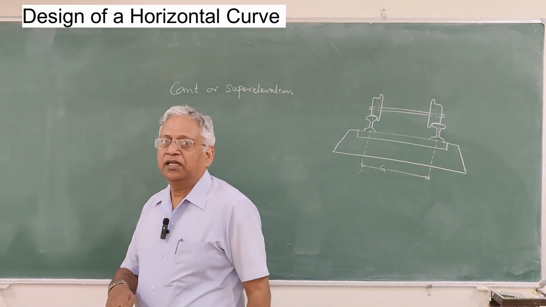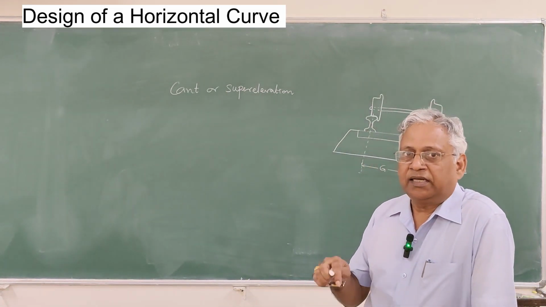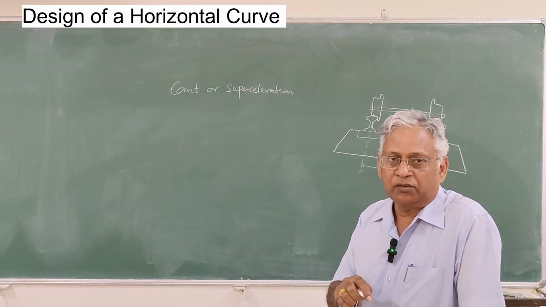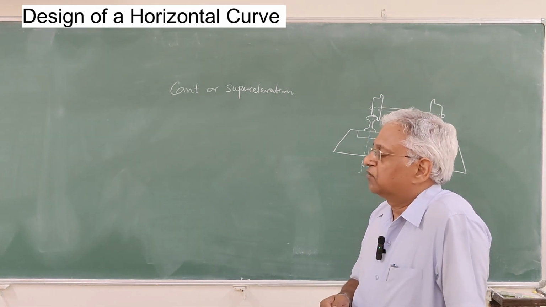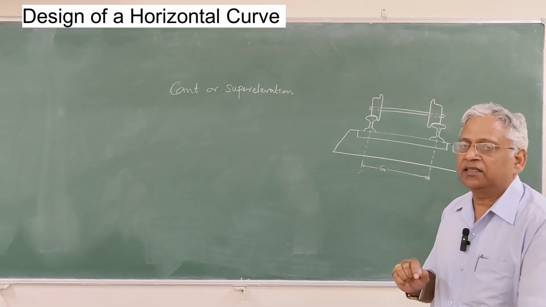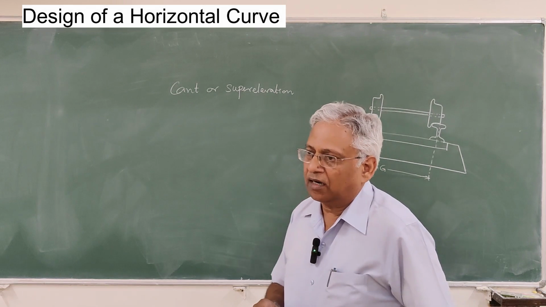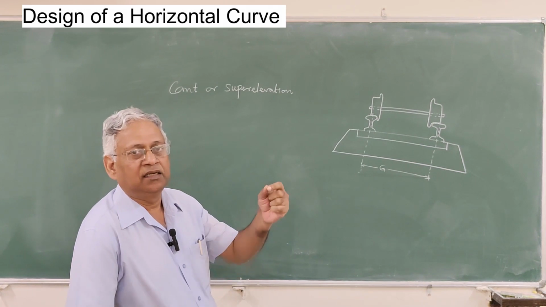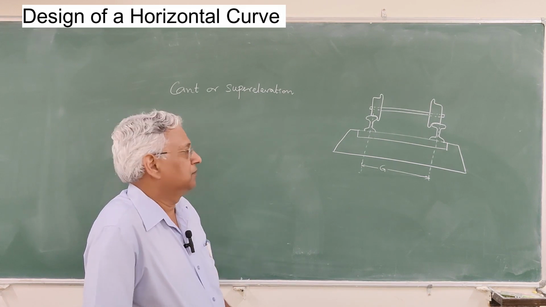As you know, whenever a body negotiates a horizontal curve, it experiences centrifugal force. Same is the case with a road vehicle, and same is the case with a train, a railway vehicle also. So whenever a train negotiates a horizontal curve, it experiences a force which is called centrifugal force. And this force acts outside the center point of the curve, that is outside the curve. It is horizontal and outside the curve.